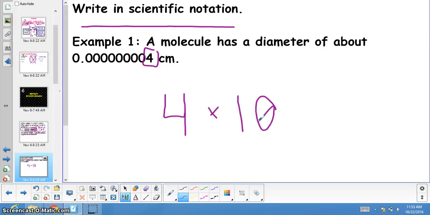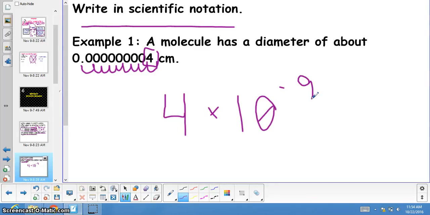Well, I can already look and see 4 is to the right of my decimal, which means if I'm moving towards the decimal, I'm going to the left, so it's negative. How many spaces am I moving to the left? 1, 2, 3, 4, 5, 6, 7, 8, 9. 9 spaces, so my final answer is 4 times 10 to the negative 9 power.